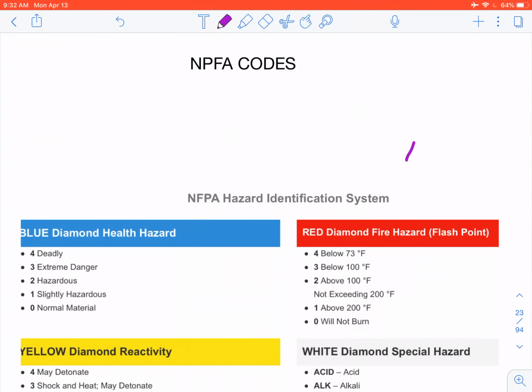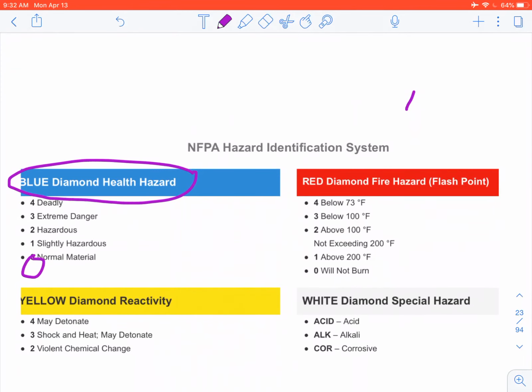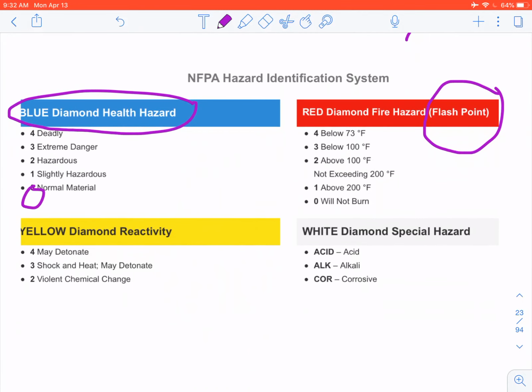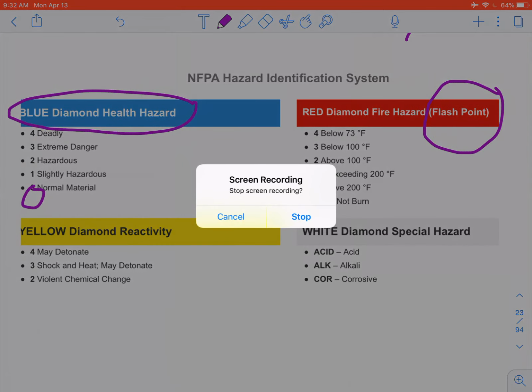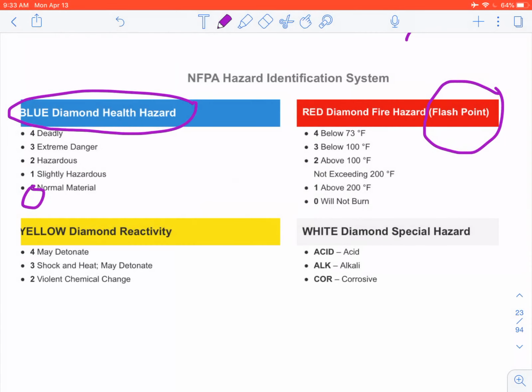Let's say for instance, blue tells you if it's 0, it's normal, and if it's 4, it's deadly. Red diamond, fire hazard, tells you when the temperature is below a certain degrees Fahrenheit, then it can ignite, because it gives you the flash point, at what temperature it ignites. And then the yellow diamond gives you an indication of the reactivity. So this gives you an idea.